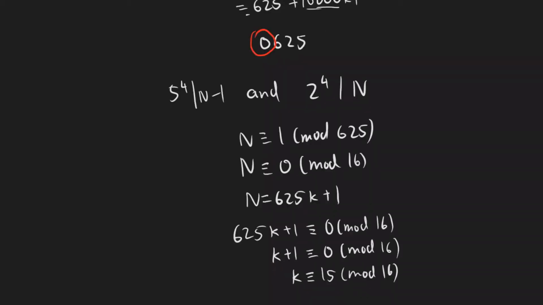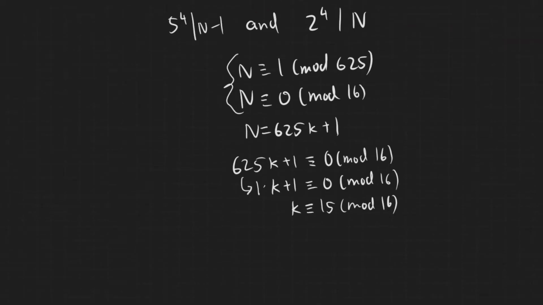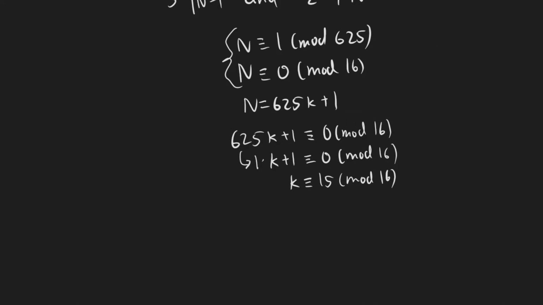So going this way, 5 to the 4th divides n minus 1, and 2 to the 4th divides n instead. Then we write n is congruent to 1 mod 625 and n is congruent to 0 mod 16. This is our set of congruences. So we can write n equals 625k plus 1. Then we write 625k plus 1 is congruent to 0 mod 16. We used earlier the fact that 625 is congruent to 1 mod 16, so we'll plug that in here. So this becomes 1 times k plus 1 is congruent to 0 mod 16. That tells us that k is congruent to 15 mod 16.